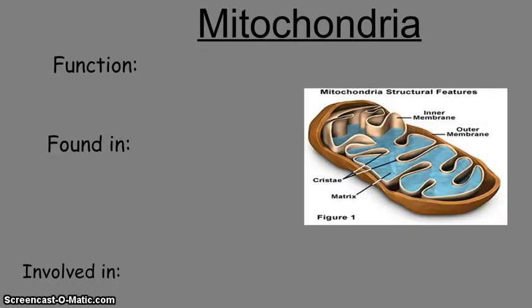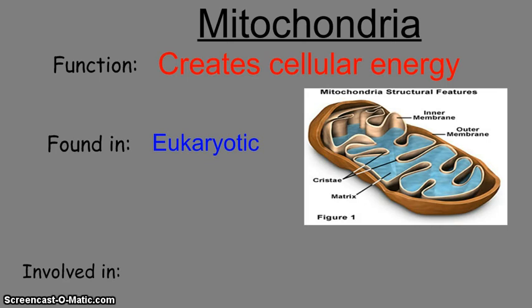Our next cell organelle that we will talk about is the mitochondria. You can see the mitochondria is a funny looking organelle with some twisted up membranes inside of it to increase its surface area. Its job is to create cellular energy. It will use a chemical equation called cellular respiration, which we will learn about in a different video. It is found in eukaryotic cells, and both plants and animals have them.